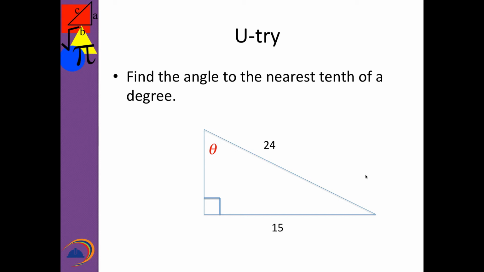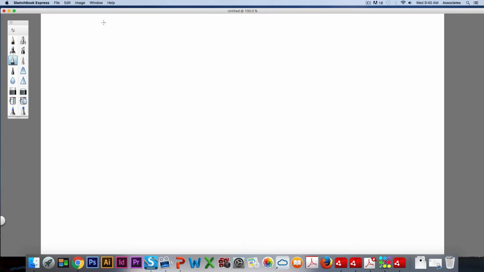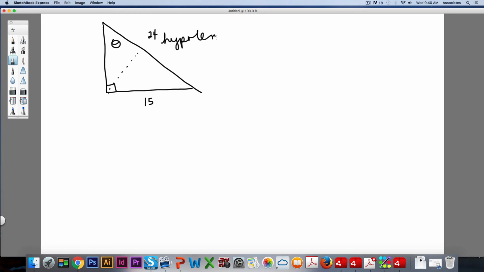Welcome back. Let's go to our slate and see what we can get. All right, we have our triangle here. We have our right angle here. Theta is here, and we have this side 15, and this side is 24. So across from the right angle is always the hypotenuse. Across from the angle I'm given, across from theta, that side is the opposite side because it does not help to make up the angle.